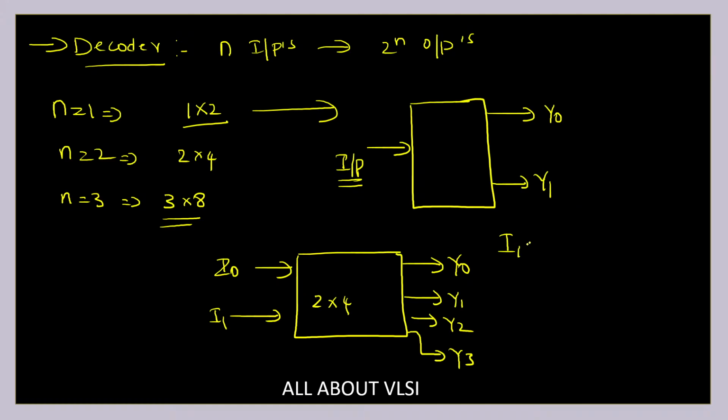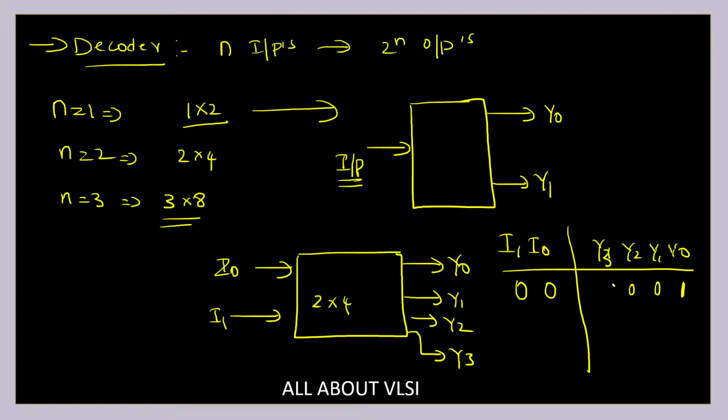2 cross 4 decoder: I1 and I0, Y3, Y2, Y1 and Y0. Now, if I1 and I0 are equal to 0, 0, then Y0 will be equal to 1 and the remaining will all be zeros. If it is 0, 1, then only Y1 will be equal to 1 and the remaining will be zeros. For 1, 0, only Y2 will be equal to 1 and the remaining will be zeros. And for 1, 1, Y3 will be equal to 1 and the remaining will be zeros.